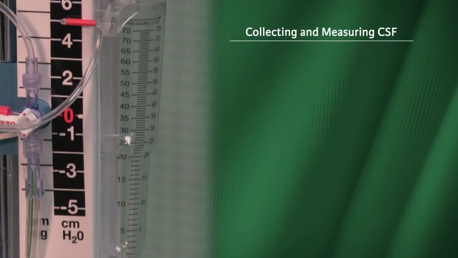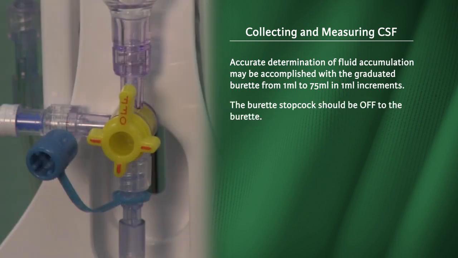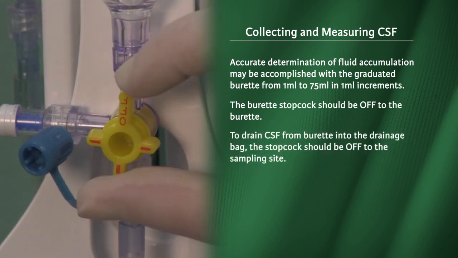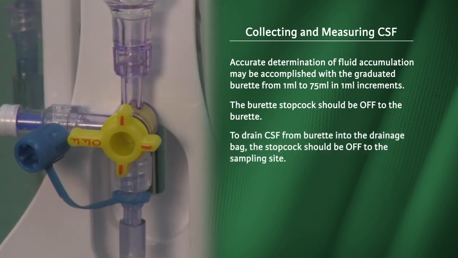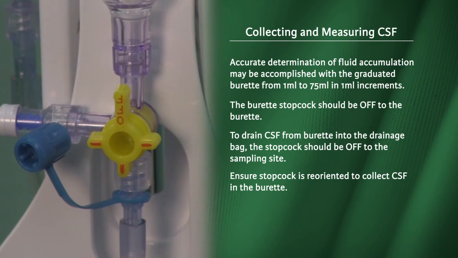Collecting and measuring CSF. Accurate determination of fluid accumulation may be accomplished with the graduated burette from 1 ml to 75 ml in 1 ml increments. The burette stopcock should be off to the burette. To drain CSF from the burette into the drainage bag, the stopcock should be off to the sampling site. Ensure stopcock is reoriented to collect CSF in the burette.